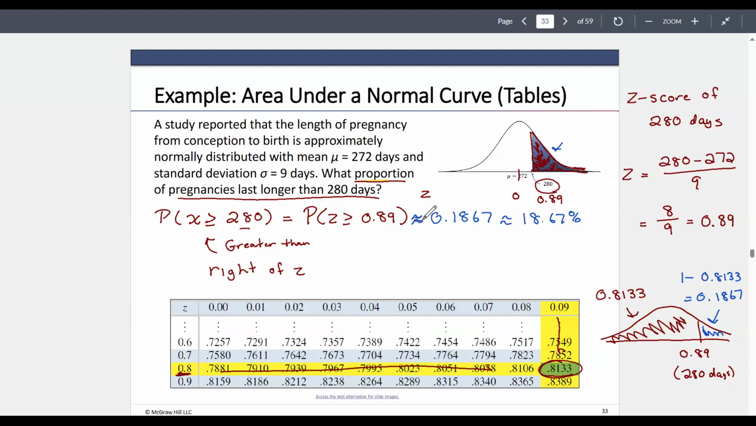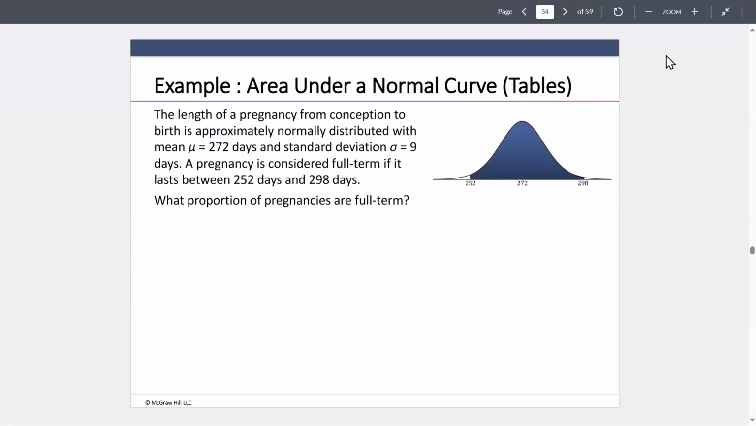So just as a reminder, because we're rounding Z-scores and everything here, this is all going to be approximations. So these should not be exact values. So approximately 18.67% of pregnancies should last longer than 280 days, or the proportion of pregnancies that last longer than 280 days is approximately 18.67%. All right, and our last question.